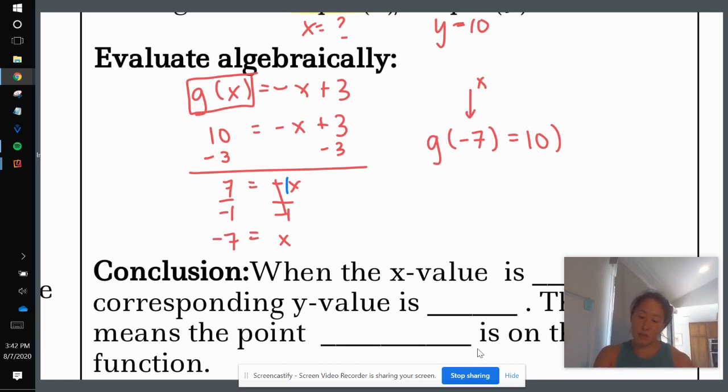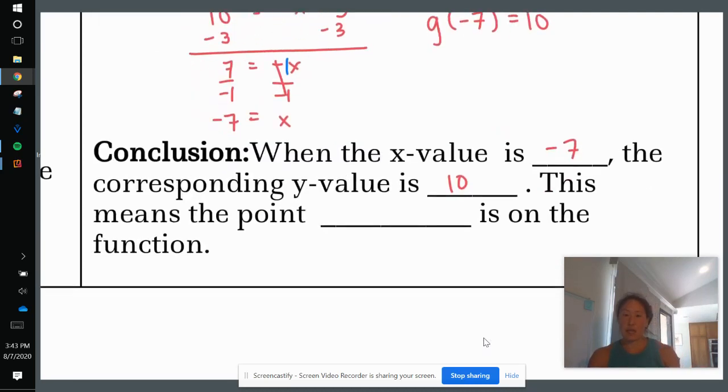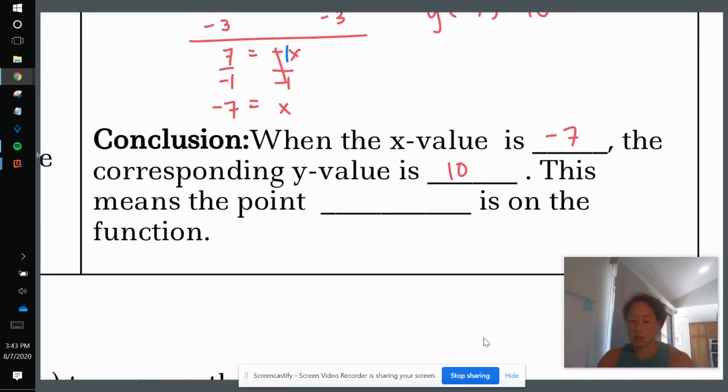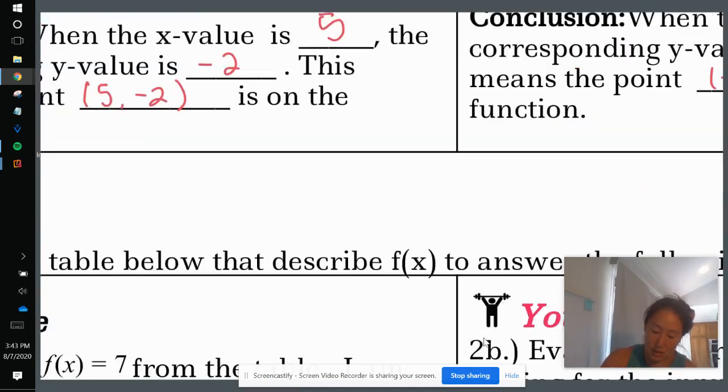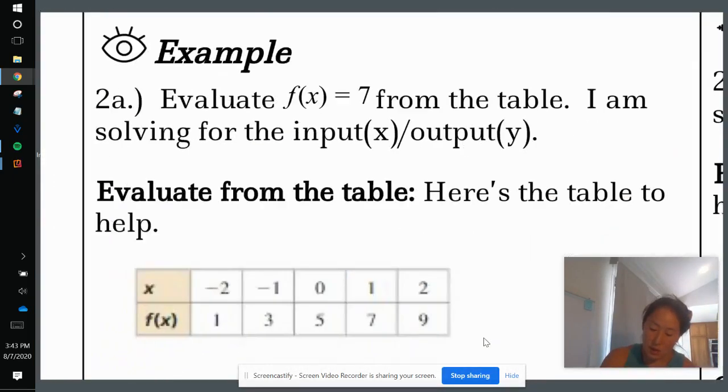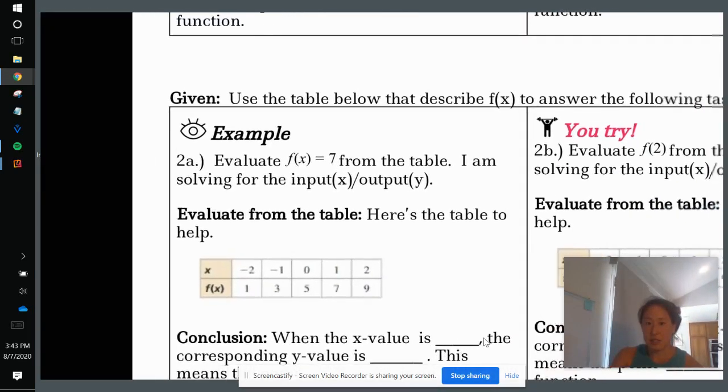to our function, okay? And then we got out a y value of 10. So the x value is -7, and the corresponding y value, when I plug in -7, I get an answer of 10, which means that the point (-7, 10) is on our function, okay? Okay, sweet. Next part, from a table, how do we do this?